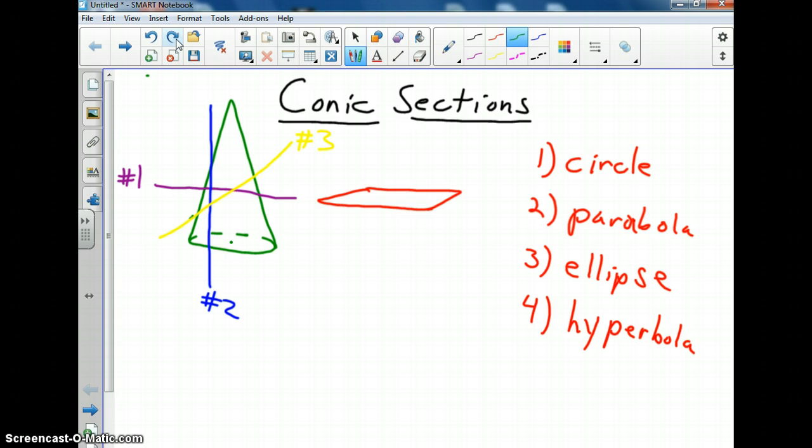All right, now you might say to yourself, wait, hold on, I'm getting confused. How can I make that plane and that cone intersect to form the fourth shape? I think you've done all the possible angles you could do. Yes, you have, okay? But what you're not thinking about is this.